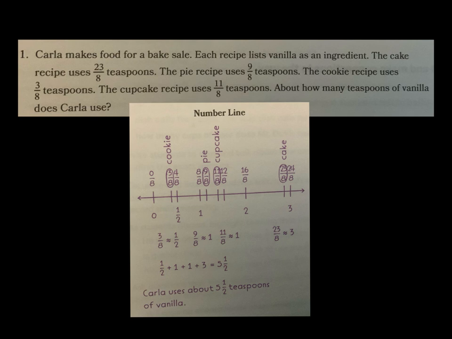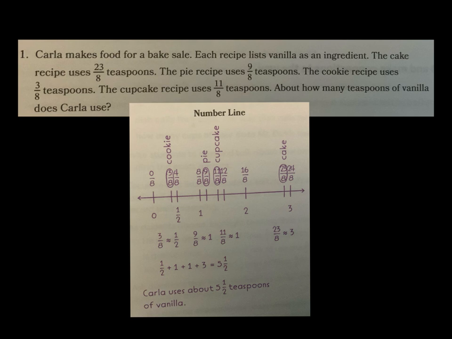2/3, we know that, because 8 can go into 24 3 times, it's close to being about 3, because 3 times 8 is 24. So it's an estimate, guys. So it's close to 3. And then when we add all this up, we have a half plus 1 whole plus another whole plus 3 wholes would give us about 5.5. Carla uses about 5.5 teaspoons of vanilla.